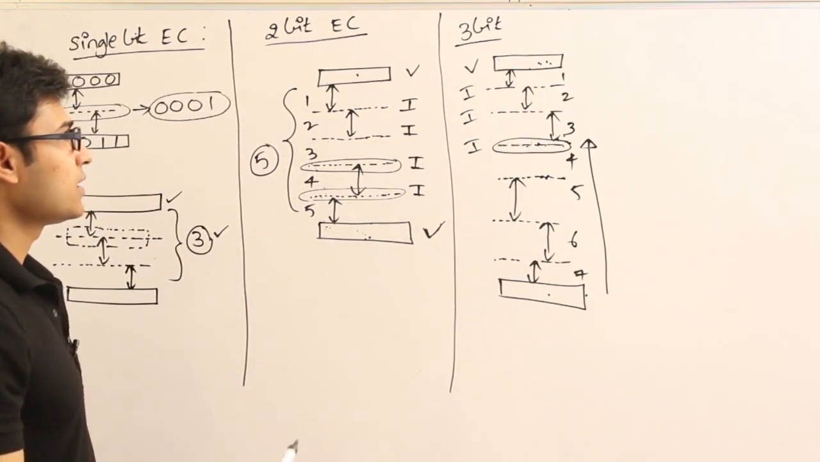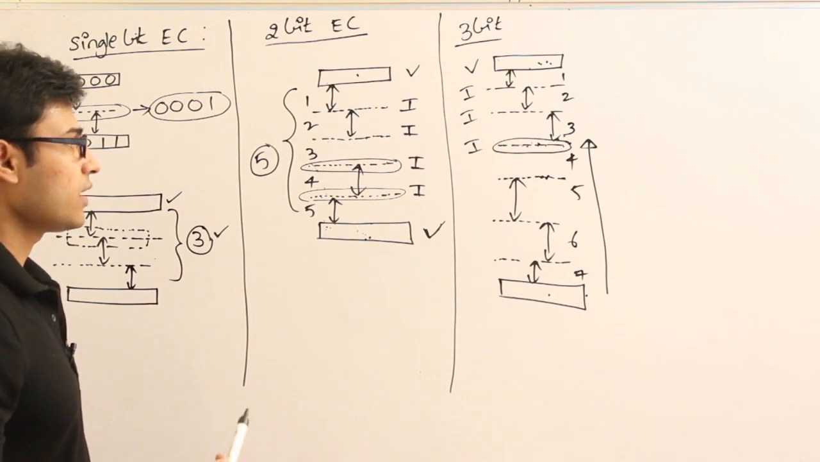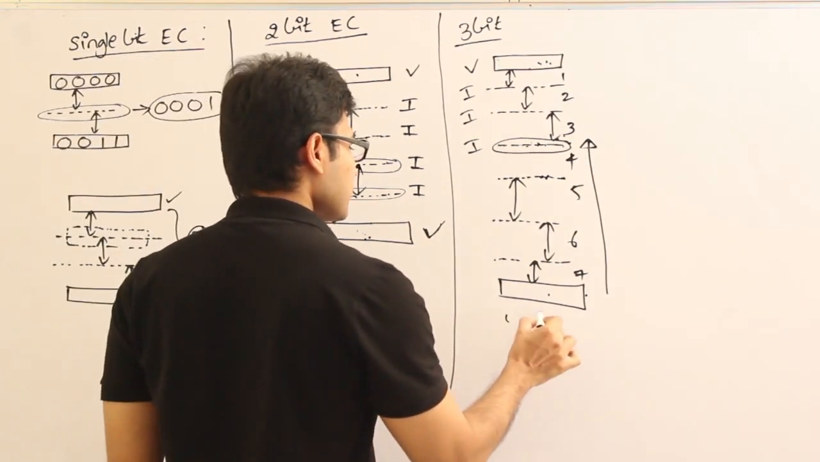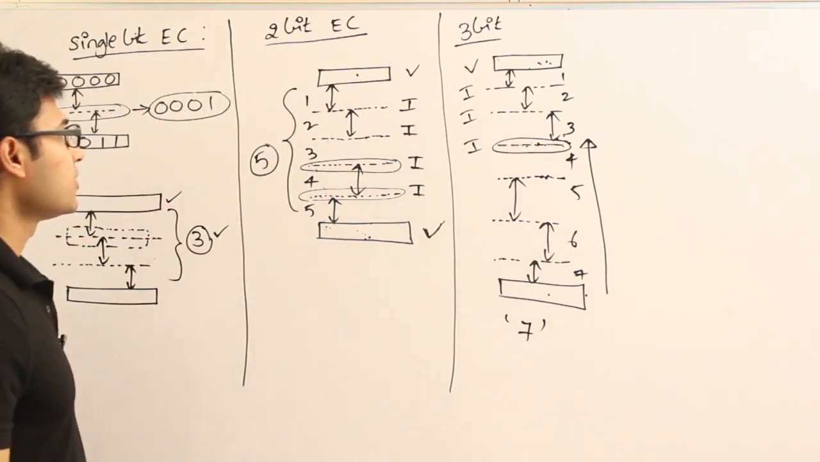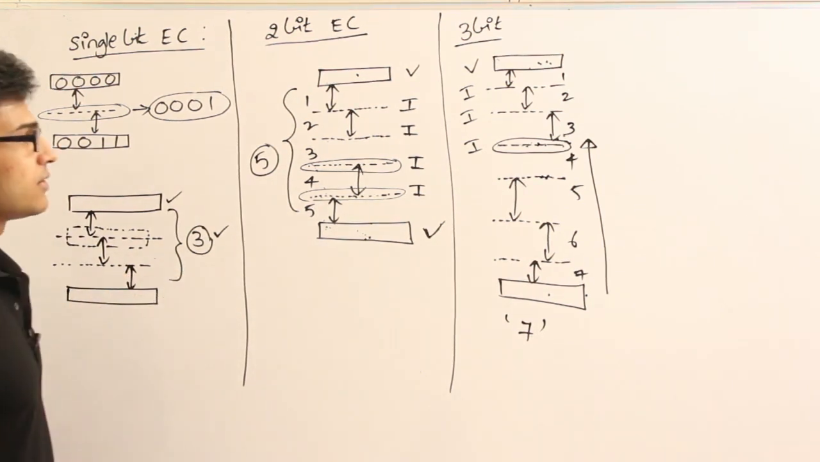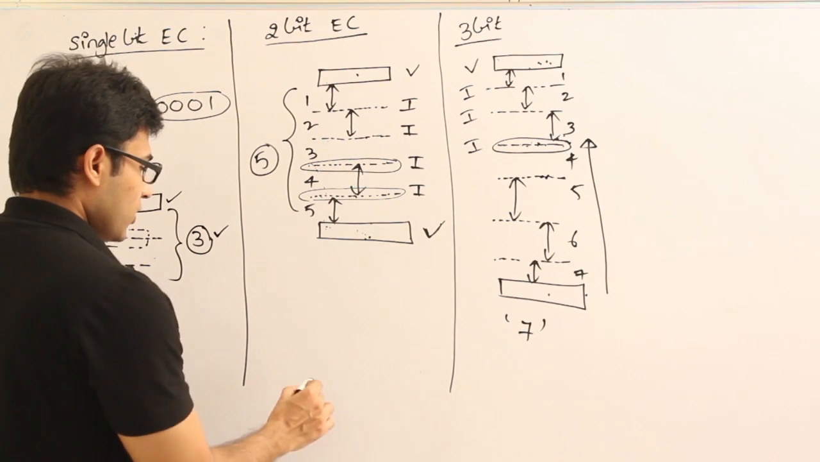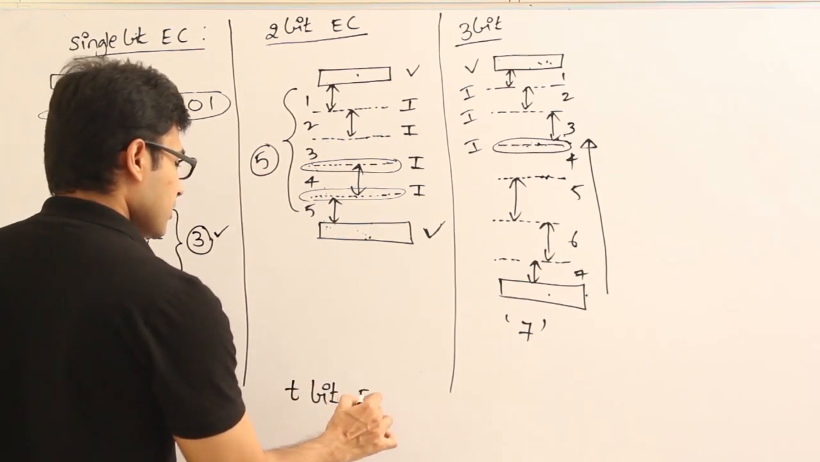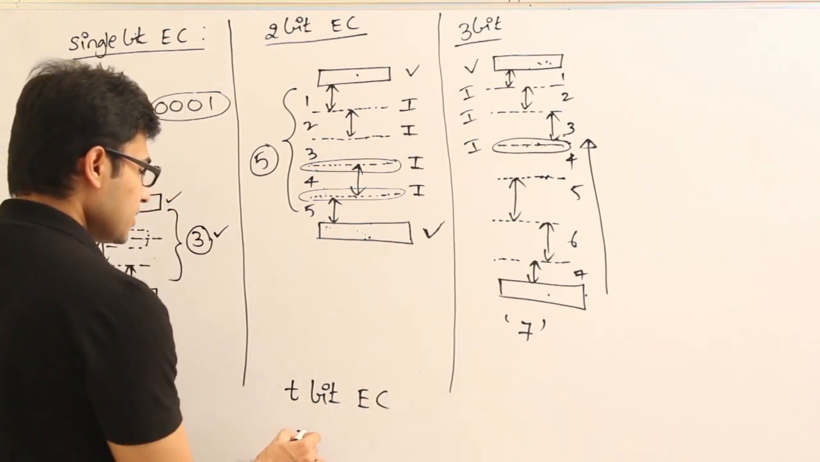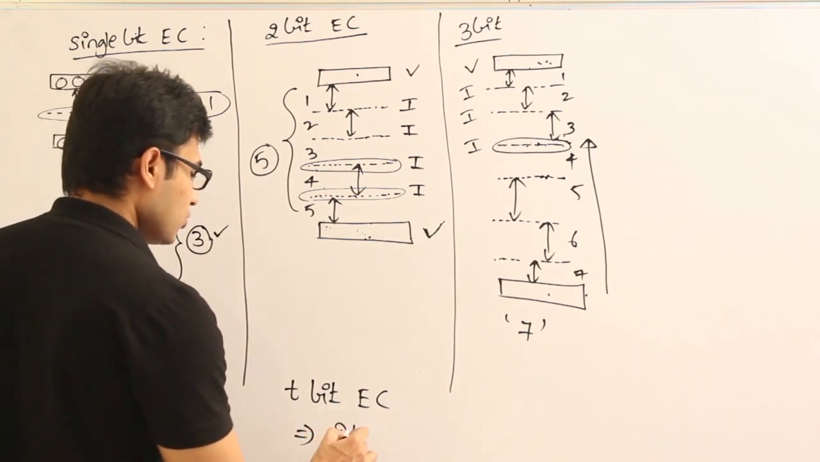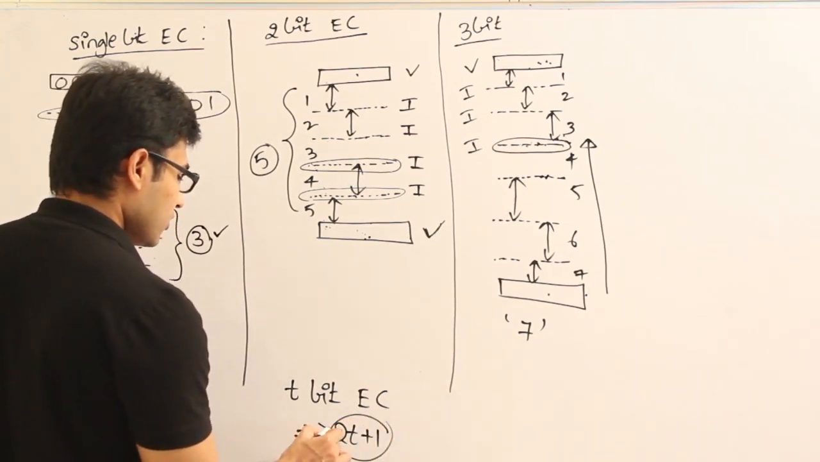Therefore, if you are designing it for 3-bit error correction, then the minimum distance between two valid codes should be 7, right? Here the minimum distance between two valid codes should be 5. Here the minimum distance between two valid codes should be 3. Therefore, if you observe the pattern, it is very easy to derive that if we are going to go for t-bit error correction, then the minimum distance between two valid codes should be at least 2t plus 1, right? Greater than or equal to.